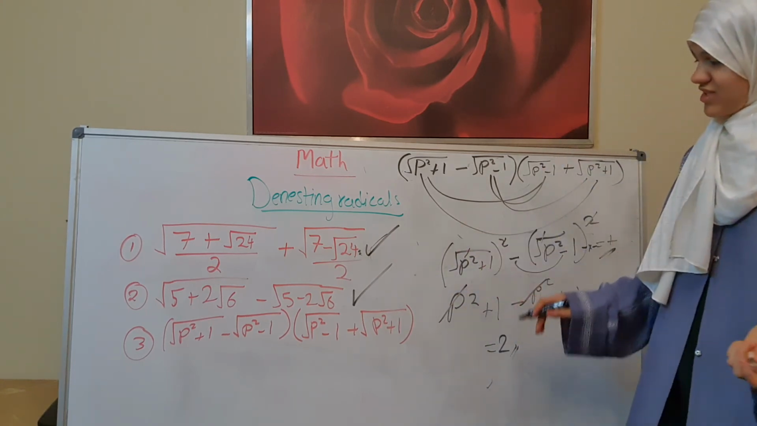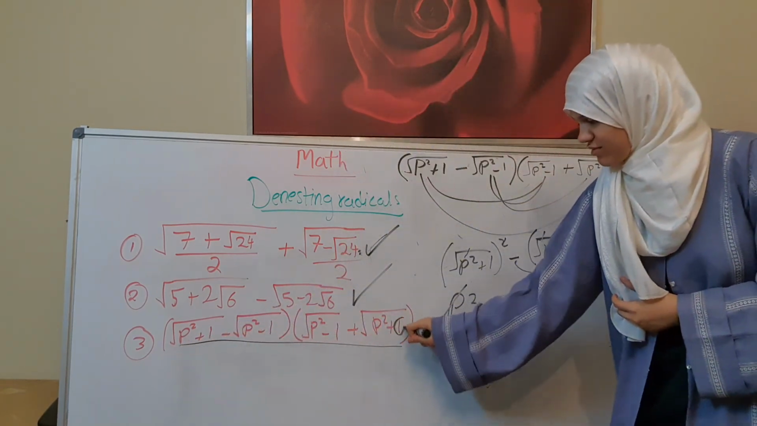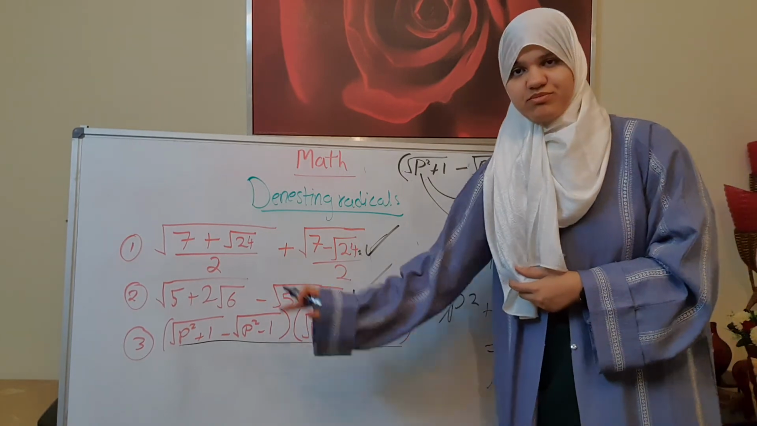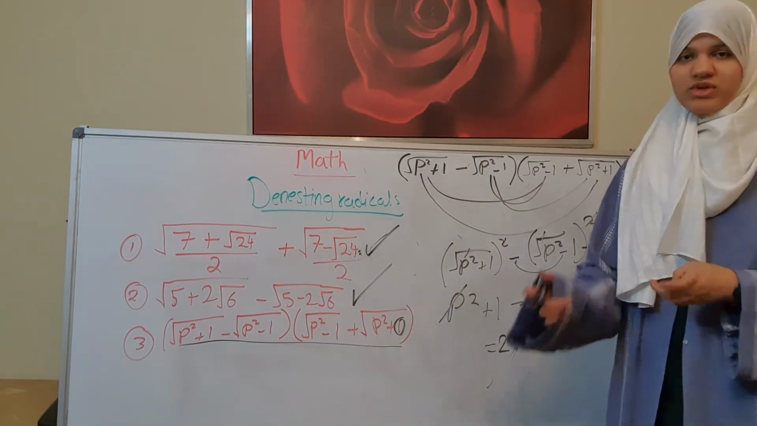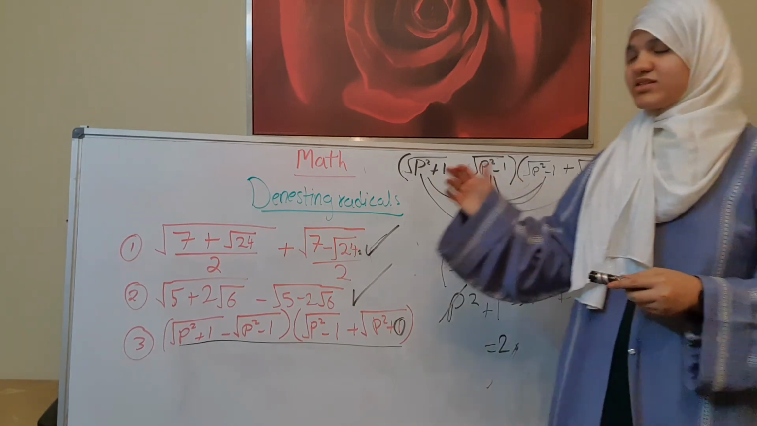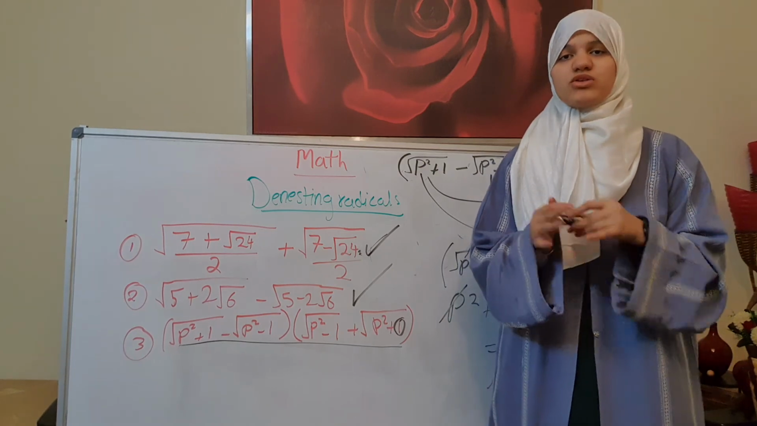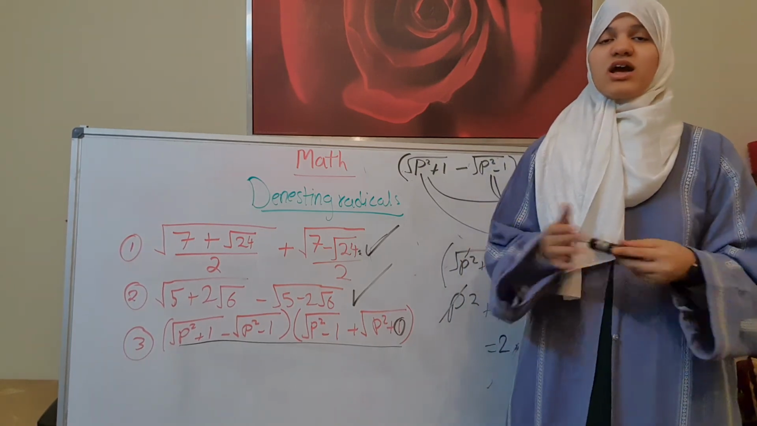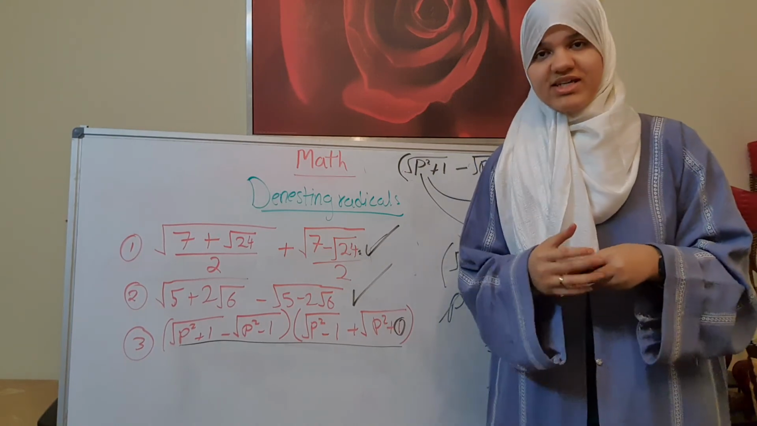So if you see here, all of them are variables except the 1 in each radical, and the final answer is 2. So that was about denesting radicals and about addition and subtraction of radicals, for 2 or 3 radicals together. I hope that you benefit from this video and you know how to solve radicals in different ways.